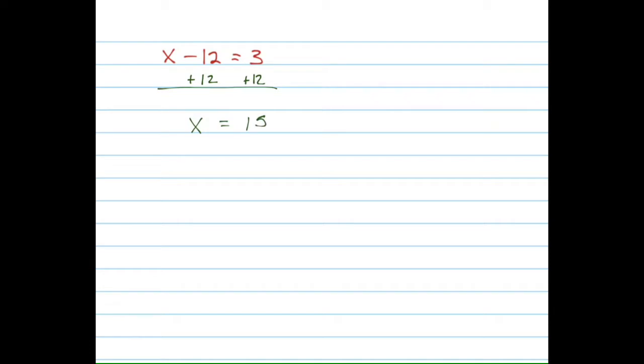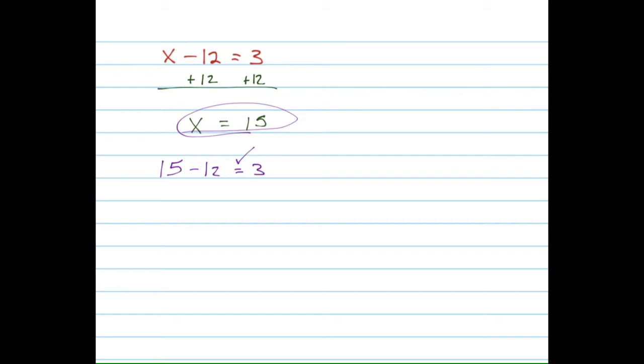15. What should we do now? Check our answer. Does 15 minus 12 equal 3? Yes. Awesome. So our answer is x equals 15. Everybody good so far? So the inverse of addition is subtraction. The inverse of subtraction is addition.